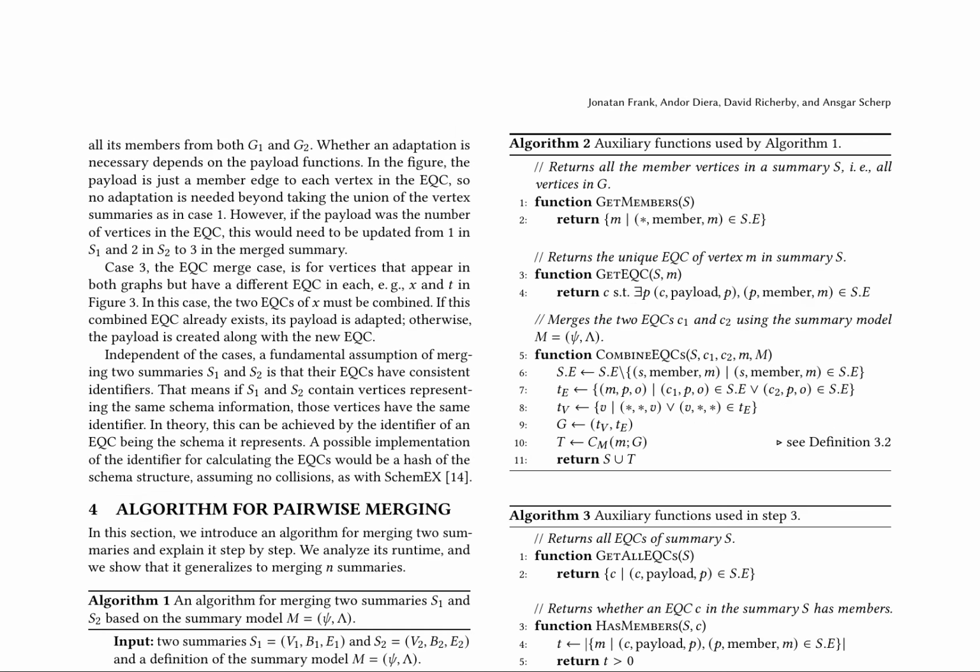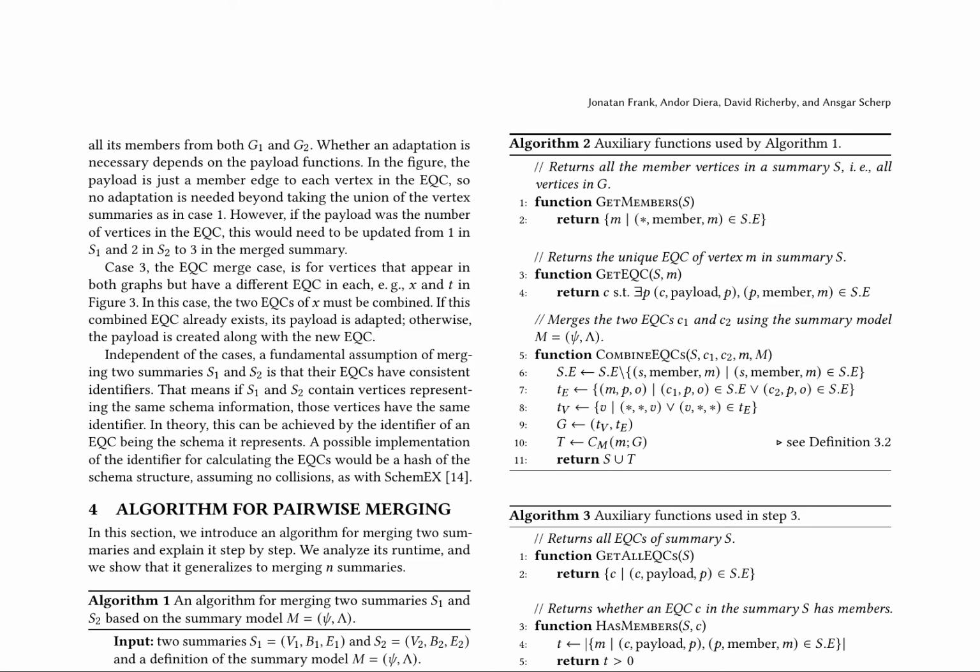Merging summaries of graph data poses significant challenges, particularly when combining equivalence class representatives, EQCs, and adapting payloads. To address this, a novel algorithm is presented, consisting of three primary steps: merging summaries, correcting errors caused by EQC merging, and adapting payloads. The first step involves merging two summaries by taking the union of their vertex sets, edge sets, and payloads. This assumes that all vertices belong to case 1, where a vertex either appears in both graphs with the same EQC or appears in only one graph.